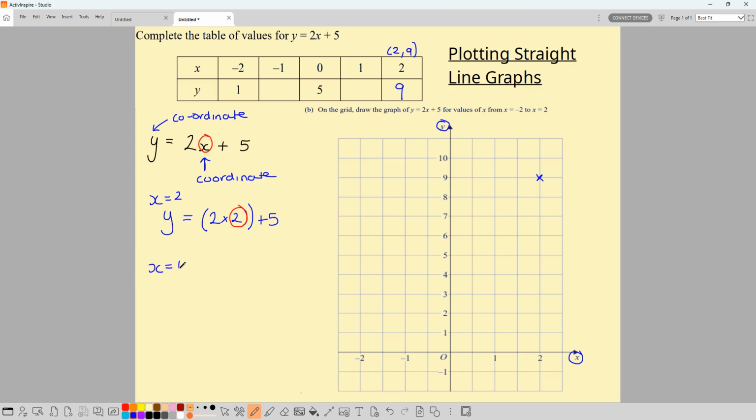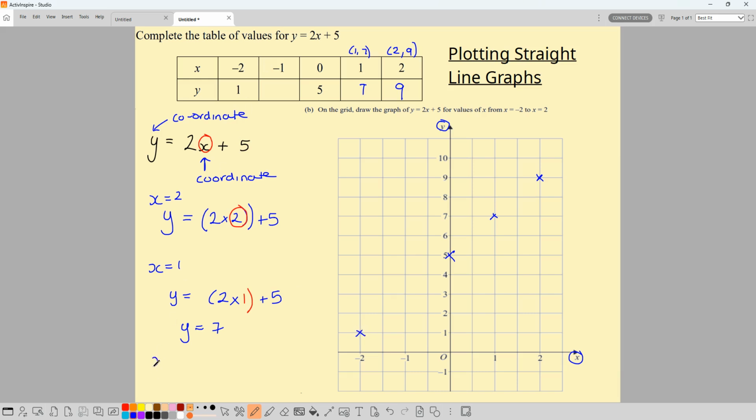When x is 1, y is going to be 2 times by, now x is 1. We replace the x with 1. 2 times 1 plus 5. 2 times 1 is 2. 2 plus 5 is 7. So when x is 1, y equals 7. Another coordinate. X is 1, y is 7. They've given us our third there of 0, 5, and they've given us another one here, negative 2, 1.